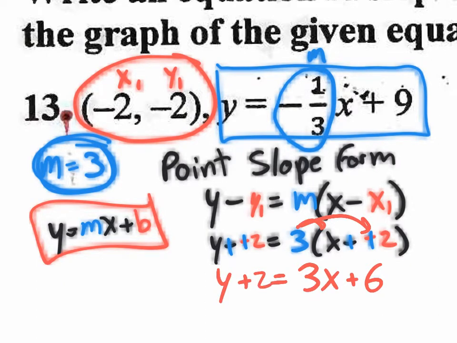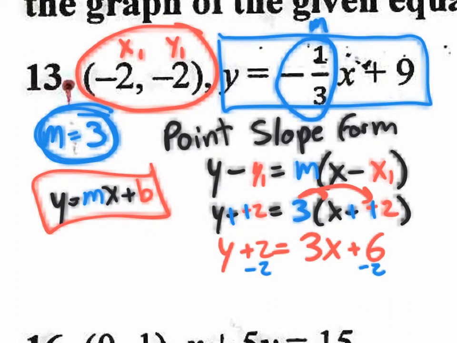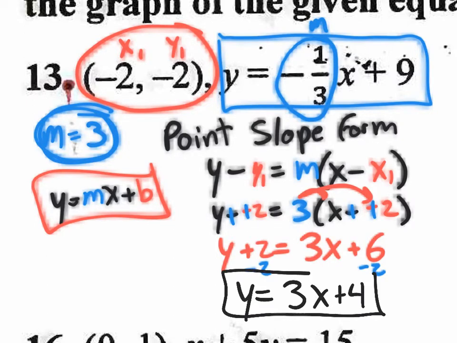We almost have y by itself. What do I need to do? Subtract 2, and actually, y equals 3x plus 4. That's the final answer. Y equals 3x plus 4. That is your slope intercept form equation.